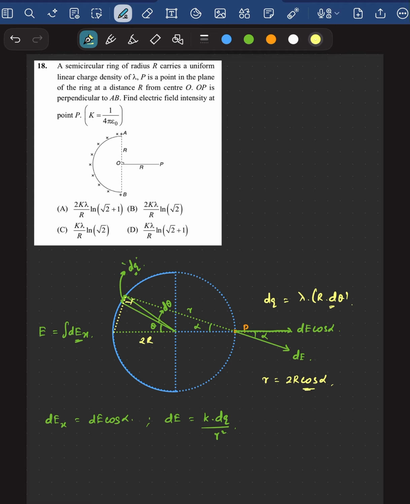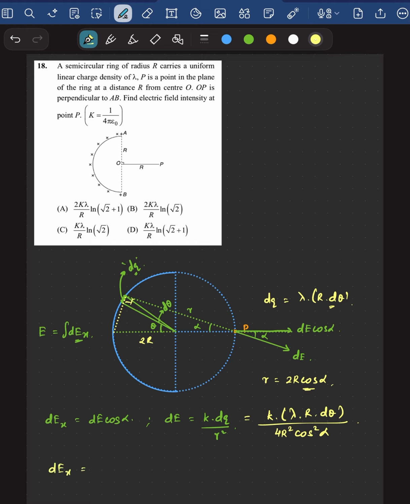Substituting both of these values over here, our dE value will be equal to k lambda r d theta divided by 4r squared cos squared alpha. Okay. And then the next thing to notice, I don't need the entire field, I only need the x component of the field. So what will be your x component of the field over here?